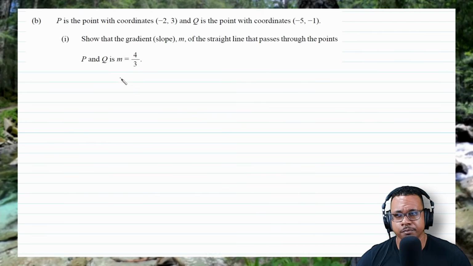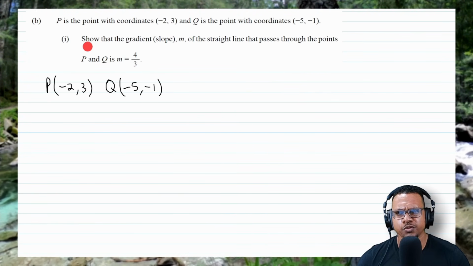Now moving on to part B, we have some coordinate geometry here now. So P is the point with coordinates negative 2 and 3, so that's P. And Q is the point with coordinates negative 5 and negative 1. So let's write that down, that P is negative 2 and 3, and Q is negative 5 and negative 1. Now we want to show that the gradient, which is M, of the straight line that passes through the points P and Q is equal to 4 over 3.